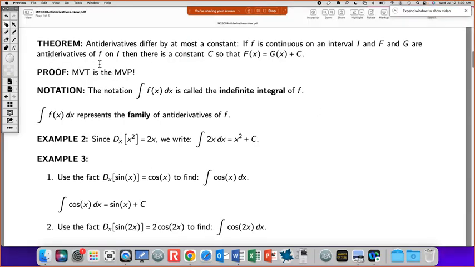So basically what this means is that if you're trying to find antiderivatives, you just have to find one, and then you capture all of them by tacking on that plus c. And hopefully that makes sense.